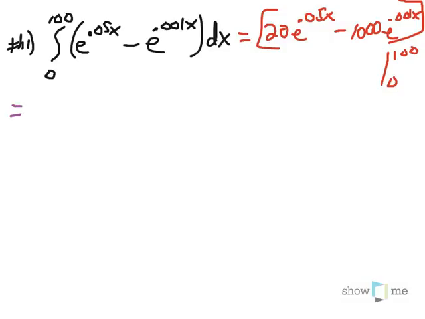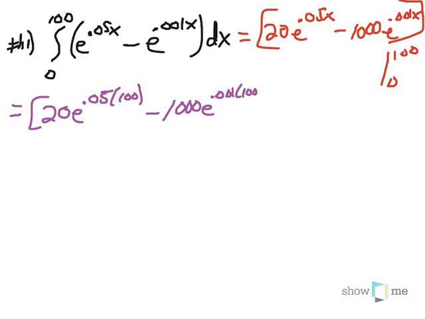So this is going to be equal to, we're going to take 100 and put it in for our x's. And we're going to subtract from that, putting in zeros in for our x's. See if I can squeeze this in here.